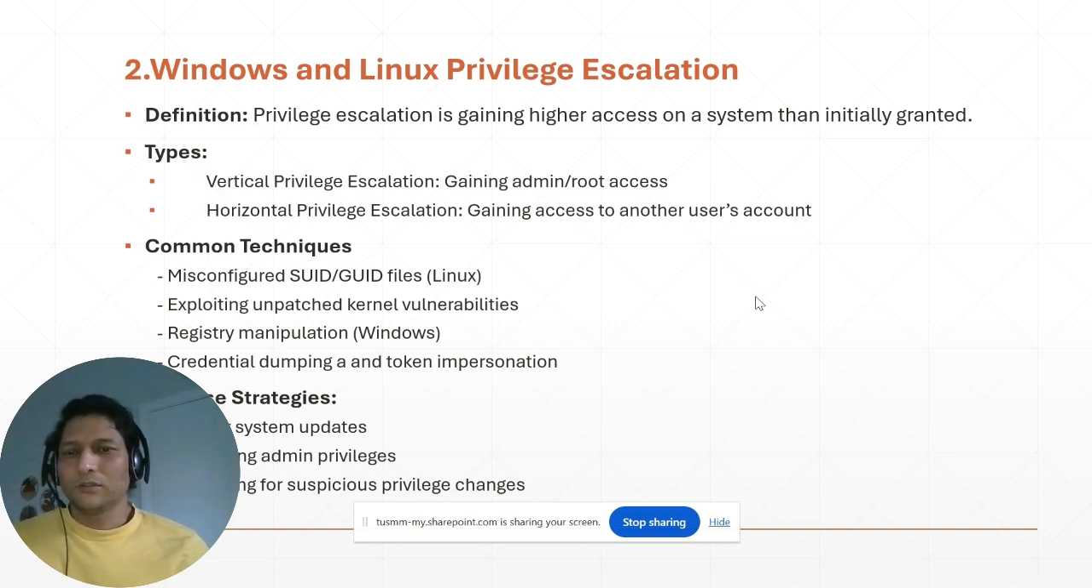Common techniques used are misconfigured SUID files on Linux, exploiting unpatched kernel vulnerabilities, registry manipulation on Windows, credential dumping and token impersonation, etc. The defense strategies are regular system updates, restricting admin privileges, and monitoring for suspicious privilege changes.